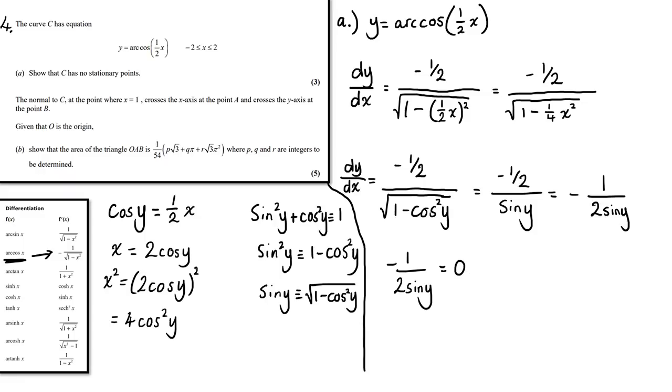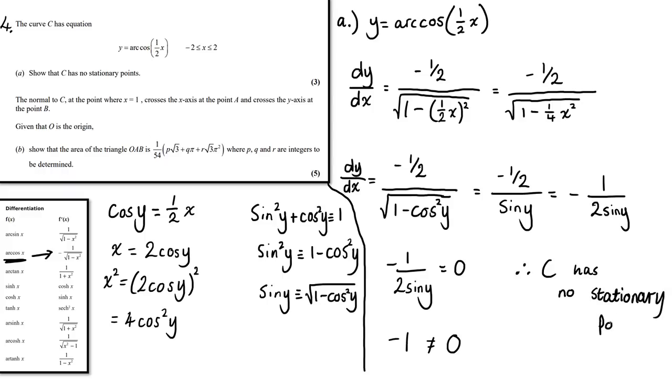And what we do now is we just solve for y. But this is where we arrive at the contradiction, because if we times both sides here by 2 sine y, on the left hand side we get minus 1, but on the right hand side 0 times 2 sine y is equal to 0. And clearly we arrive at a massive contradiction here, because otherwise we're going to break maths in saying that minus 1 is equal to 0. Clearly this isn't true, so therefore C has no stationary points. Okay.